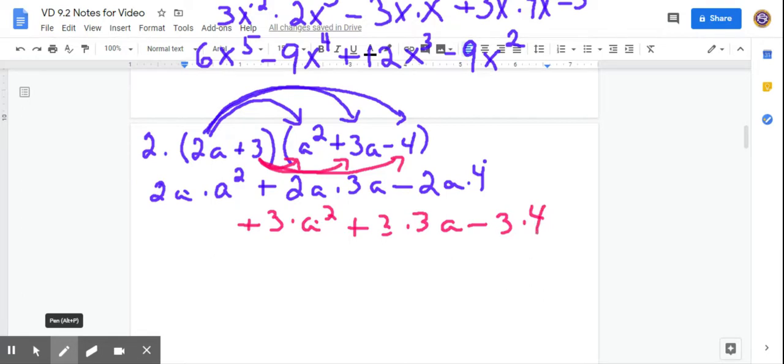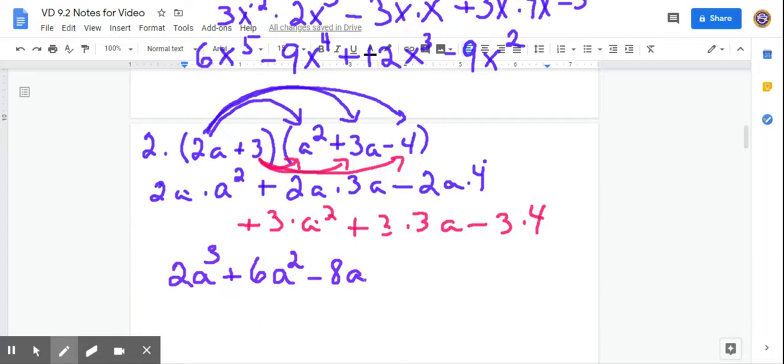Now we're going to simplify. Okay, we're going to do the multiplication. So 2a times a squared, multiply the coefficients, 2 times 1, keep the base, which is a, add the exponents, which would be 3, so 2a cubed. Plus 2 times 3 is 6, keep the base, which is a, add the exponents, 1 plus 1 is 2. Last term, 2a times 4. 2 times 4 is 8, and then there's 1a.